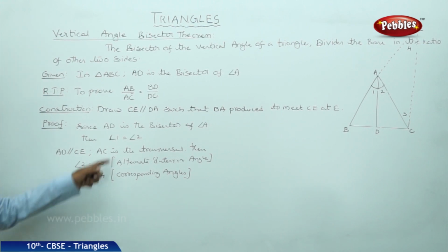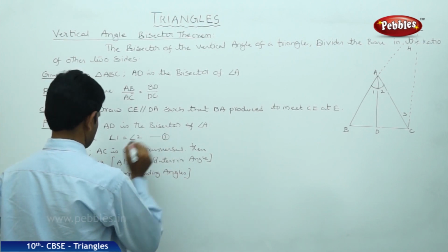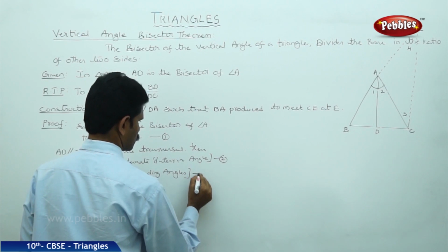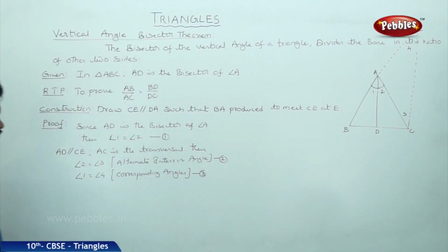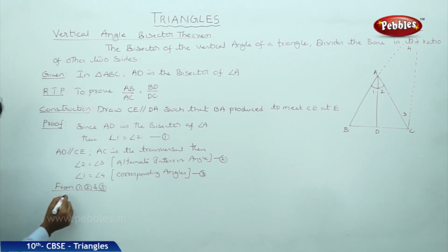Now angle 1 is equal to angle 2. This is equation 1. Angle 2 is equal to angle 3. This is equation 2. This is equation 3. Now from 1, 2 and 3, that is, angle 1 is equal to angle 3.